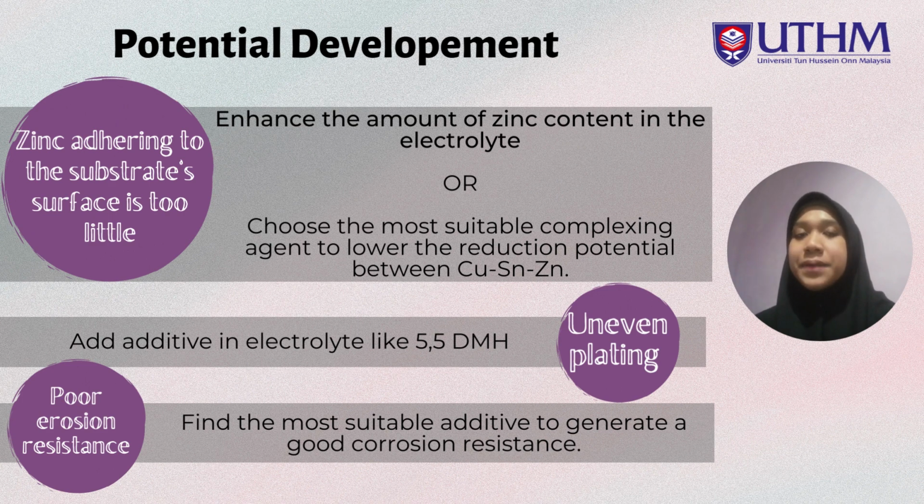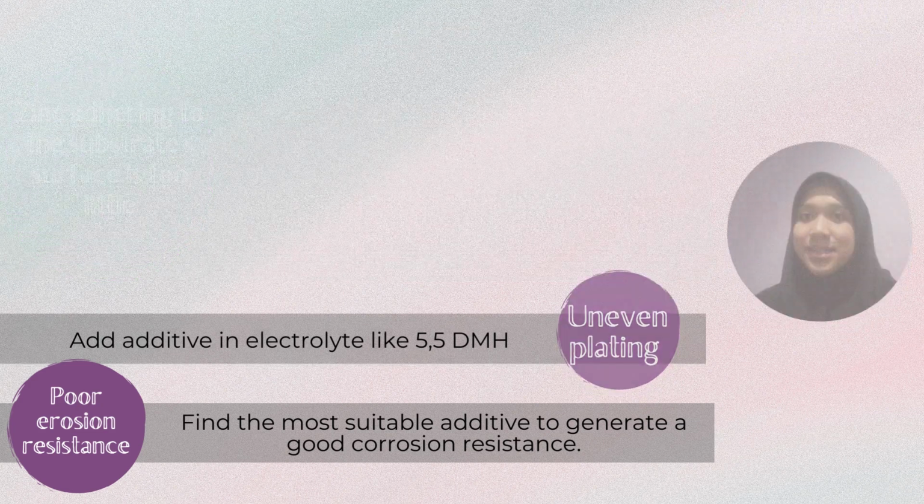Second is uneven plating. The best development that can be done is to add an additive in the electrolyte like 5,5-DMH. And lastly is poor corrosion resistance. The best way to solve this problem is to develop and find the most suitable additive to generate a good corrosion resistance.